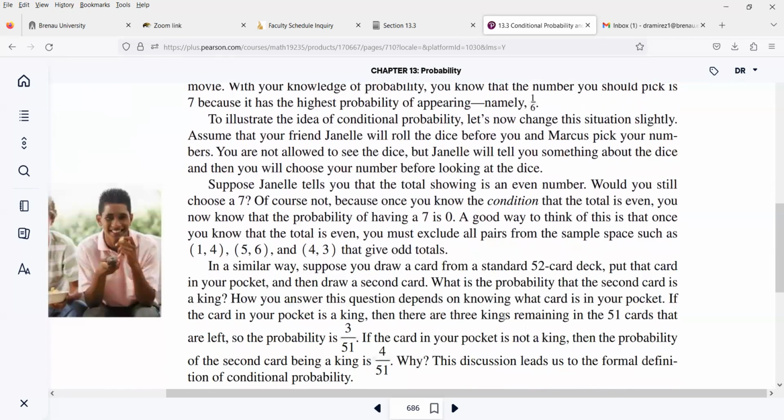Suppose Janelle tells you that the total showing is an even number. Would you still choose a 7? Of course you wouldn't, because 7 is an odd number. Once you know the condition that the total is even, you now know that the probability of having a 7 is 0. A good way to think of this is that once you know that the total is even, you must exclude all pairs from the sample space, such as (1, 6), (5, 2), and (4, 3), that give odd totals.